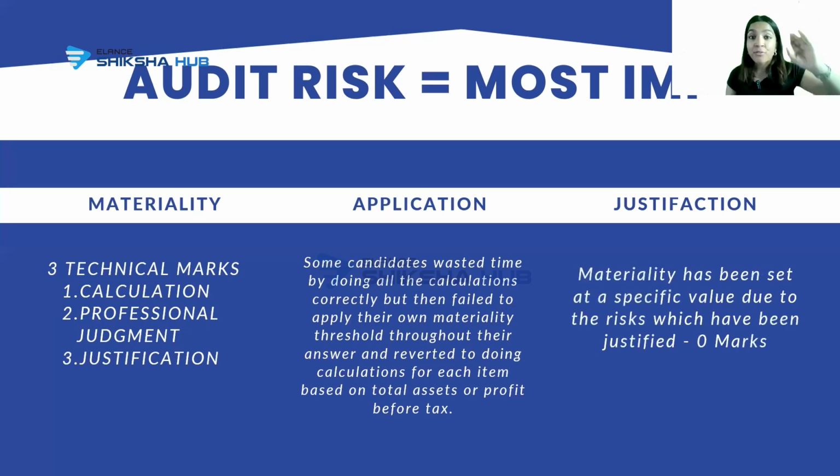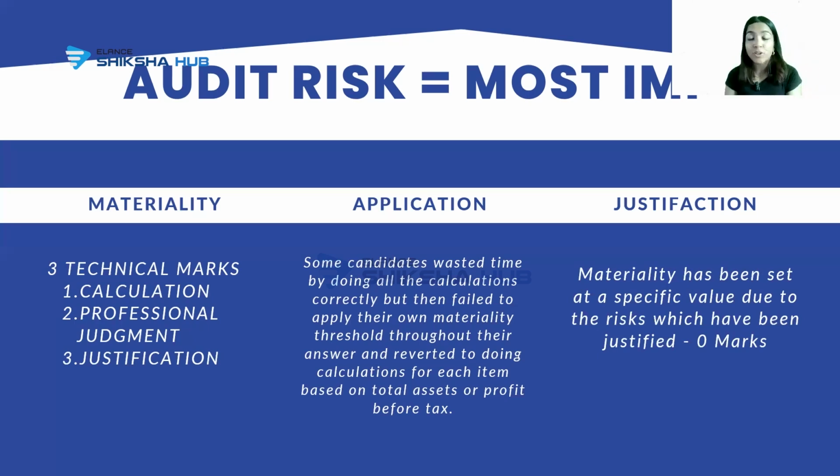Justification. If this is the examiner's word, once again, pay attention. This is examiner's word, that materiality has been set up at a specific value due to the risk which have been justified. So if you write such general sentences, if you write such vague sentences, you will be getting 0 marks. Why?